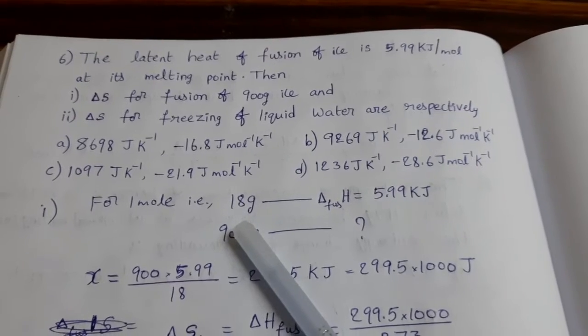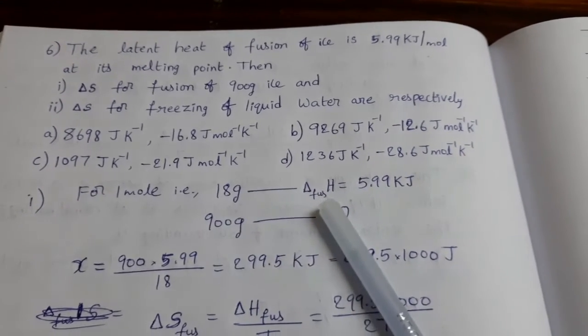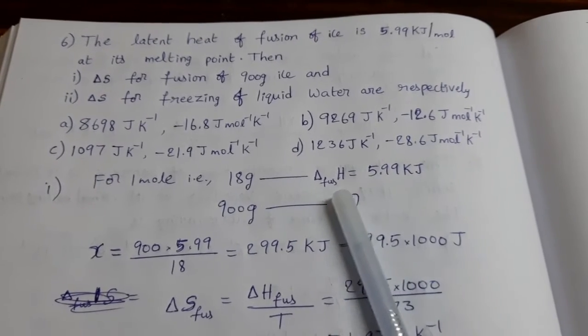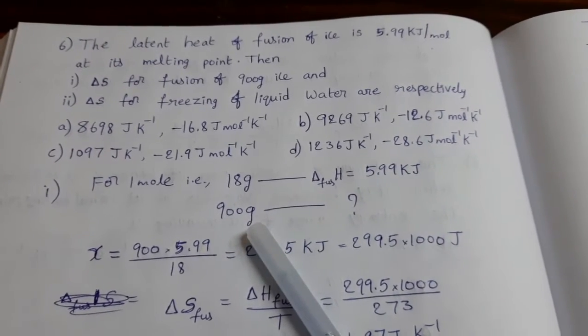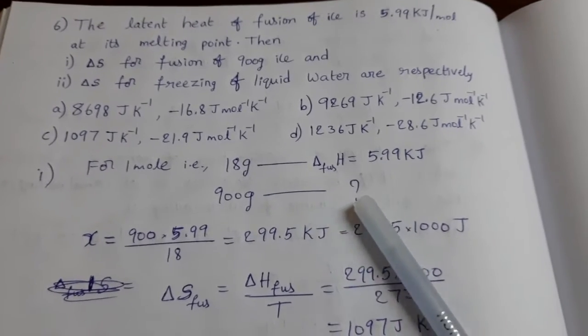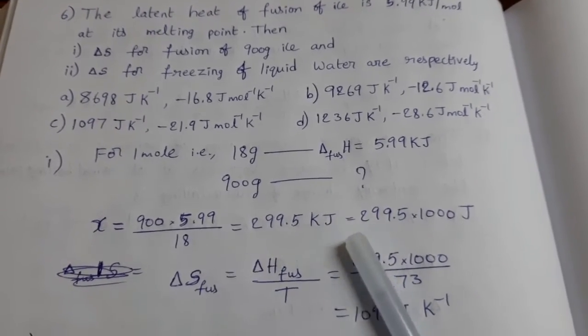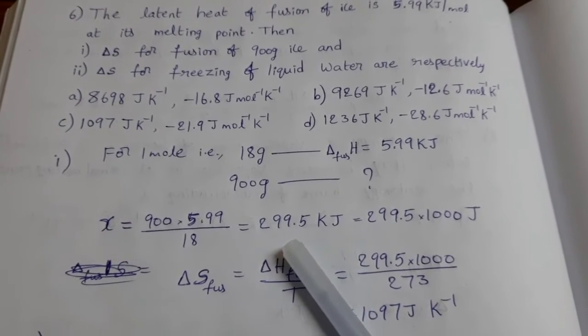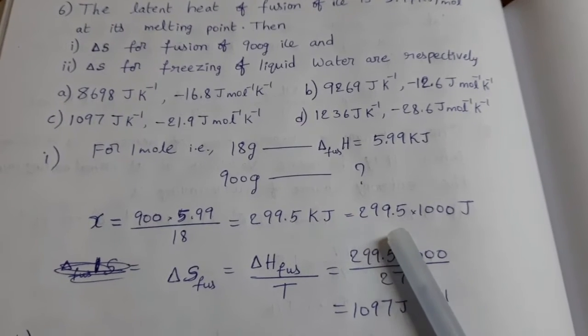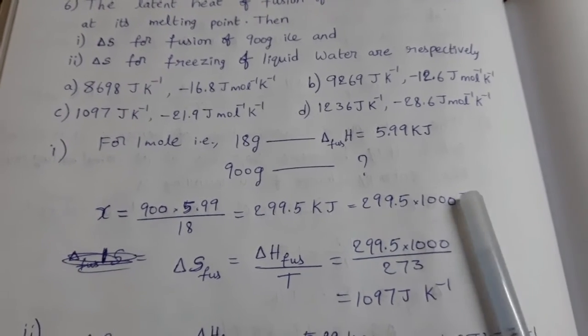1 mole of water means 18 grams of water. Enthalpy of fusion is 5.99 kilojoule. Now we want to know, for 900 grams of water, what is the enthalpy of fusion? So do the cross multiplication, then we can get 299.5 kilojoule. In terms of joules, 299.5 into 1000 joules.